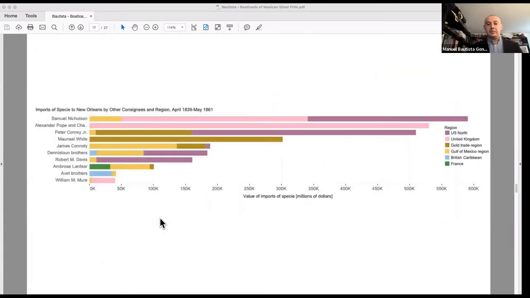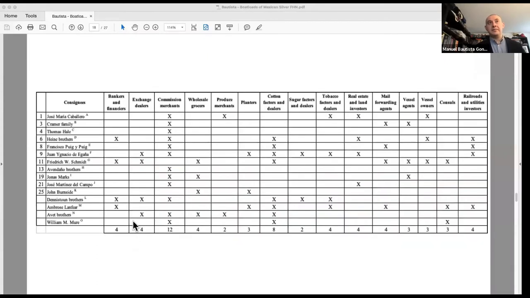And then the question becomes one of, well, how can you retrace the profiles, the biographic and business trajectories of these individuals? Then I basically followed case studies of these top tier consignees, plus the ones who are bringing more specie from these other regions, and basically assembled a profile of them, sort of a collective biography. Most of them were so-called commission merchants.